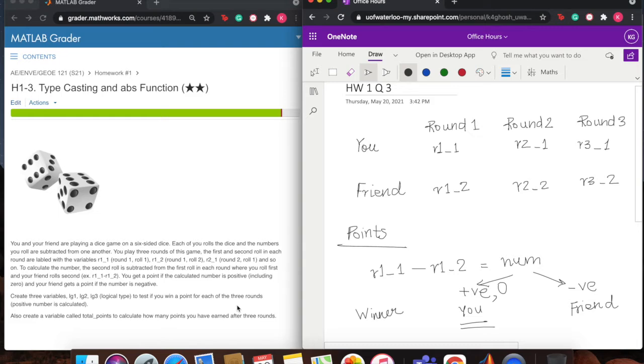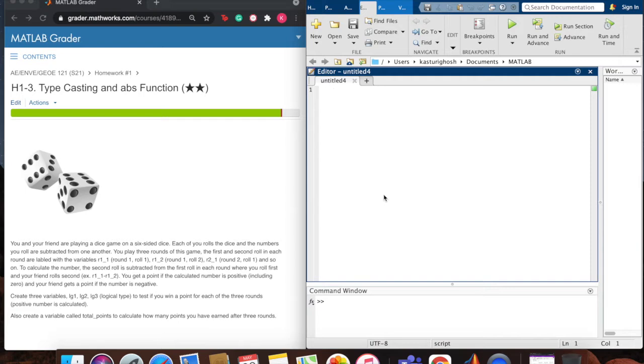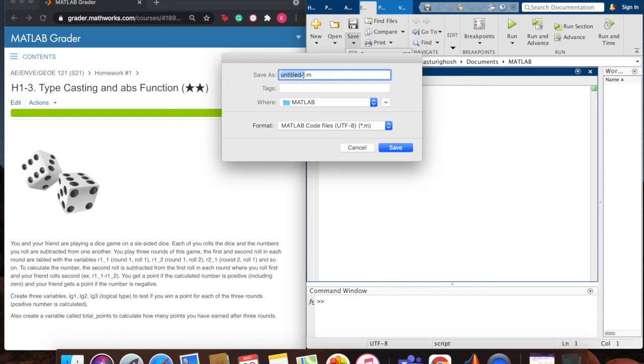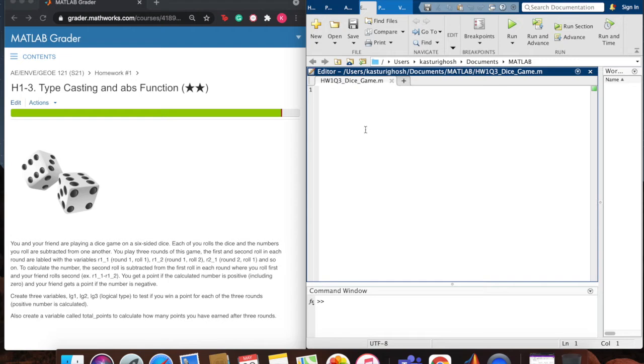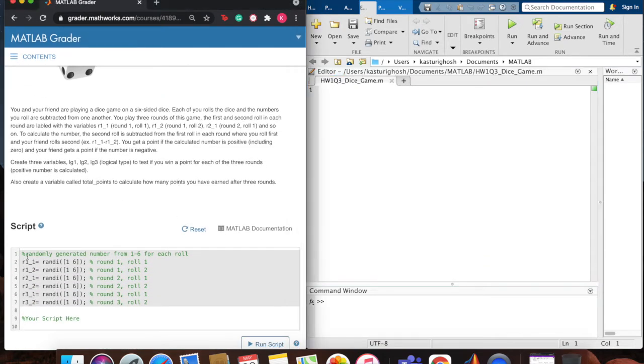So let's get started on the question. I'm going to minimize this and we have our MATLAB window. I'm going to save the file first. Here we have homework 1, question 3, dice game. Alright, so first of all, let me copy the script that has already been given to us. This is it.